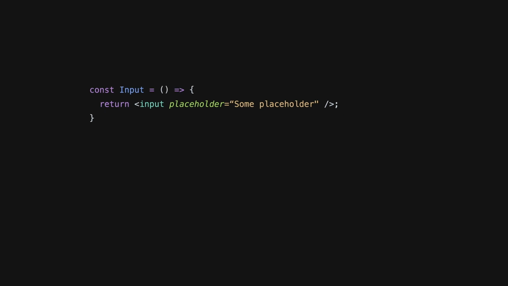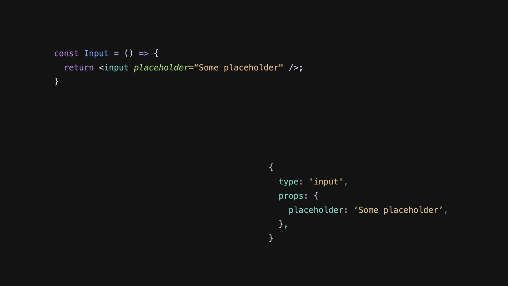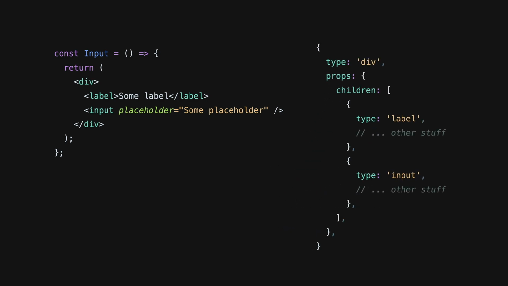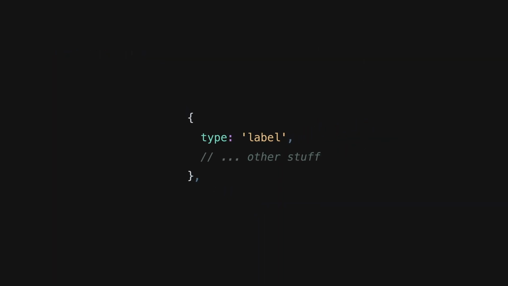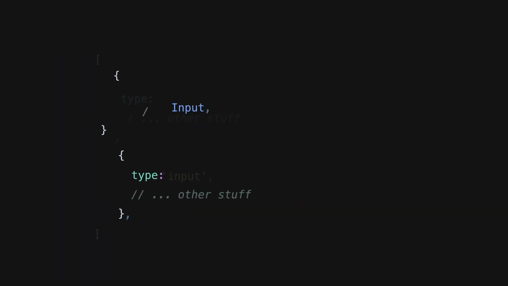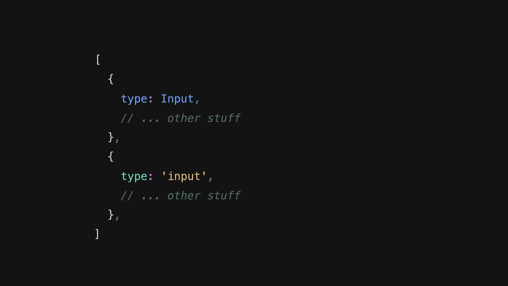Our input component will be represented like this. If this component was rendering something more than an input tag, the output would be an array of objects. DOM elements are represented by string type in this object. Components are represented by a type function that references the actual component. When React first mounts our app, it iterates over that tree, and if it encounters an object with string type, it converts it to an actual DOM element.